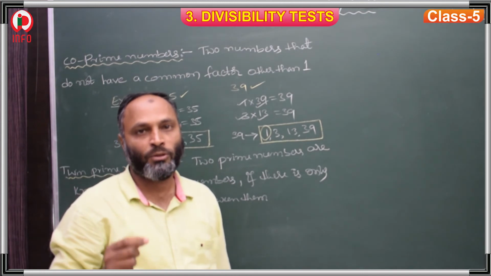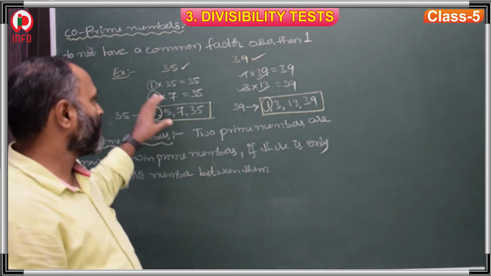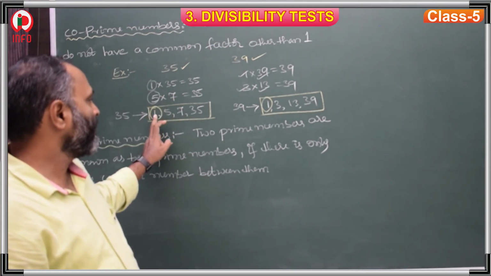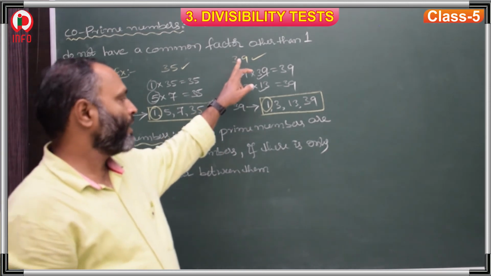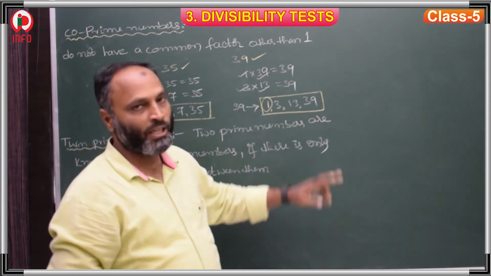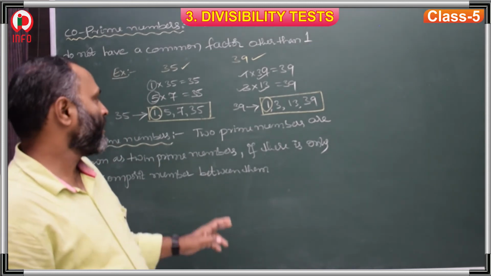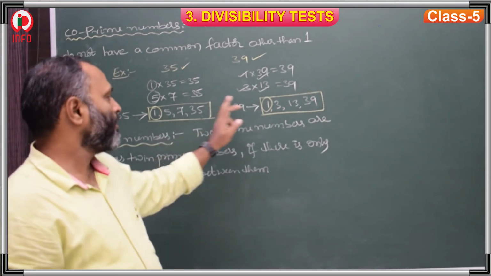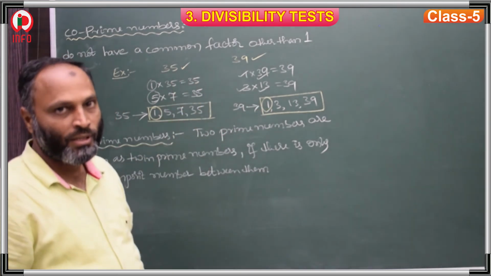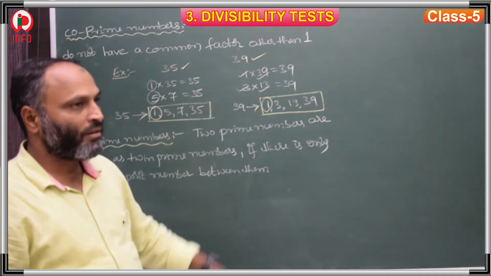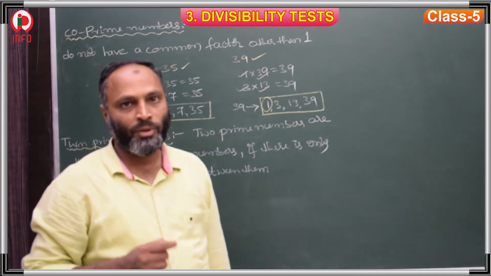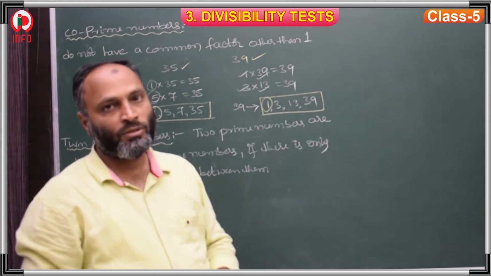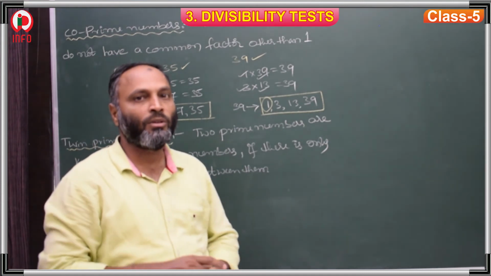Why are these two numbers co-prime numbers? When we write the factors, 35 has 4 factors: 1, 5, 7, 35. 39 has 4 factors: 1, 3, 13, 39. Between these two, the only common factor is 1. So that is why these two numbers are called co-prime numbers. Co-prime means the common factor is 1. Other than 1, there is no common factor. Such numbers are called co-prime numbers.